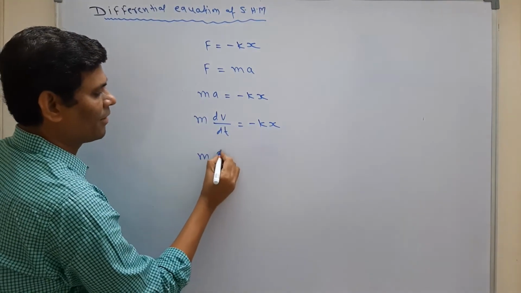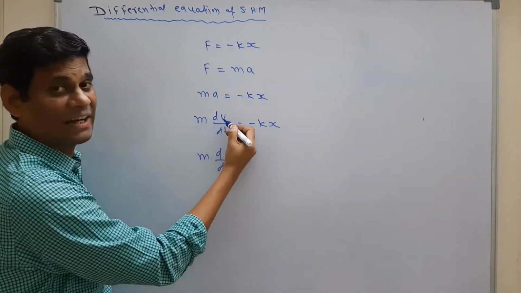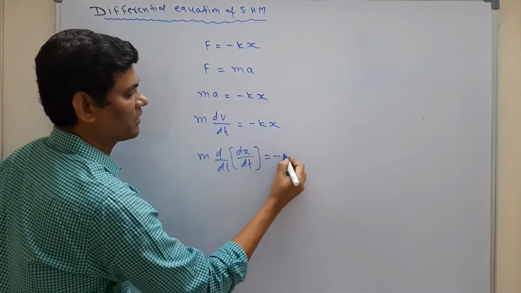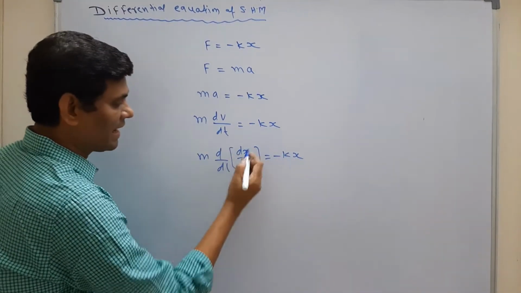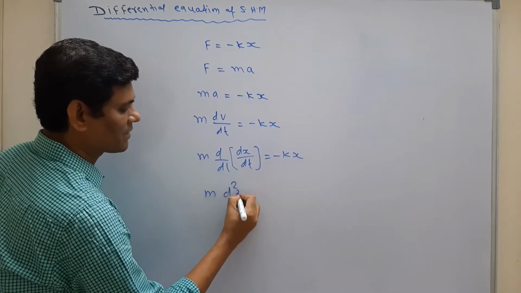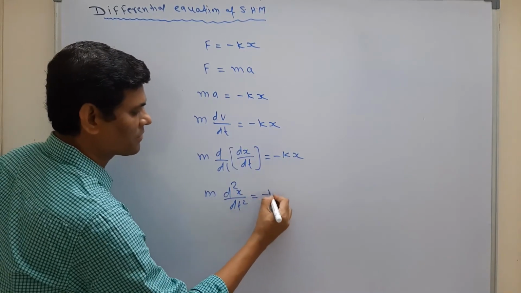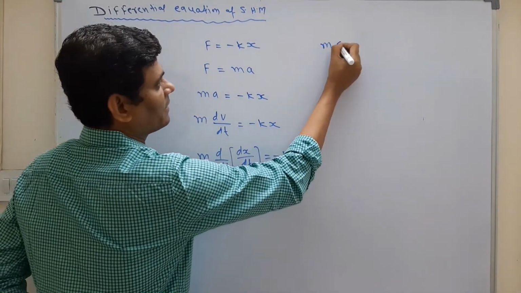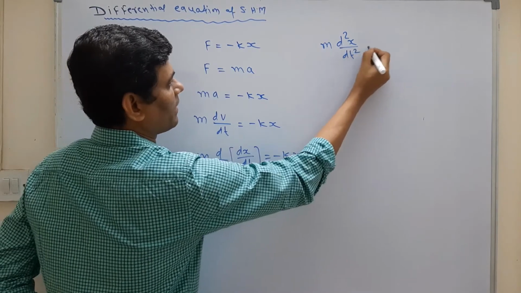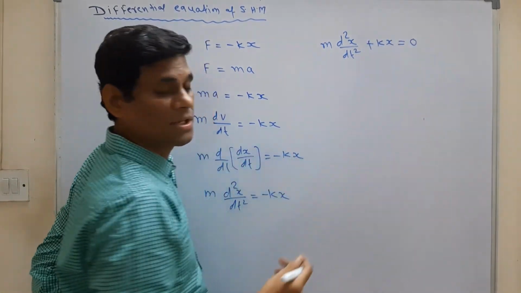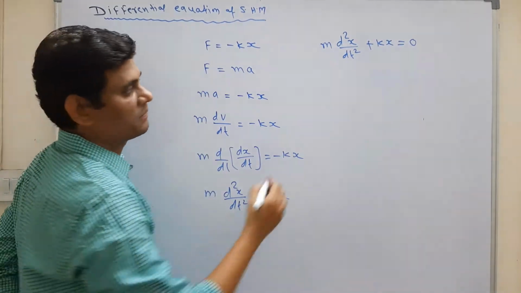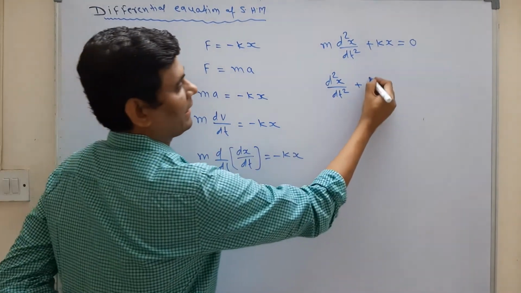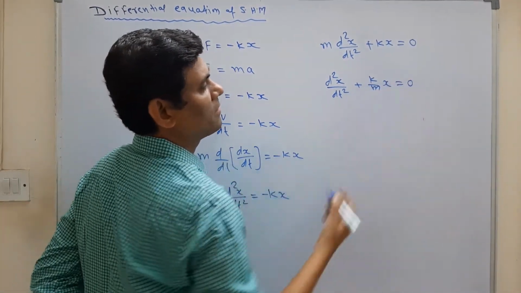Now velocity. What is velocity? Velocity is the rate of change of displacement. So I can say v is dx by dt, and I'll get the double derivative, that is m d square x upon dt square is equal to minus kx. I'll take minus kx on this side. I can write m d square x upon dt square plus kx equal to 0. Dividing by m, I'll get d square x upon dt square plus k upon m x equal to 0.